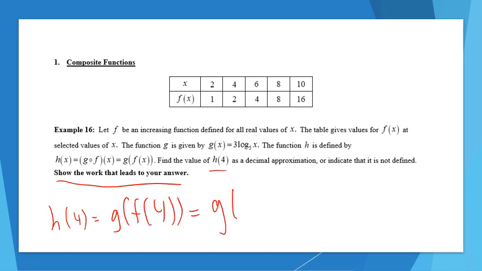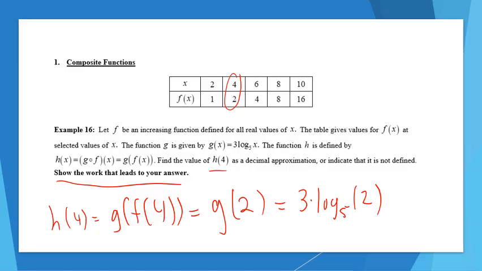This is going to be equal to g, and then f of 4 is 2. And then here, you could just plug this directly into your calculator. So 3 times log base 5 of 2. And then here you want to use Desmos, and you want to go to functions, and then look for that custom log. So I will show you how to do that in class.